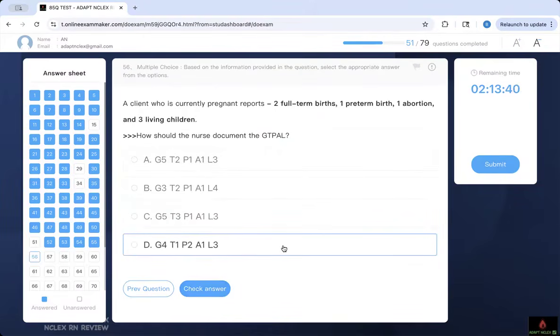You know how to calculate it. A client who is currently pregnant, 1, has 2 full-term babies, 1 preterm, 1 abortion, and 3 living. How will you label it? Guys, number 56.